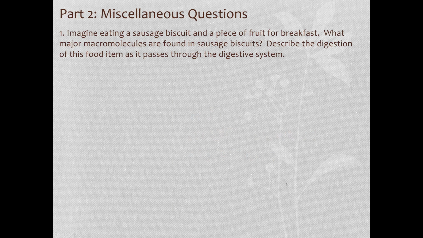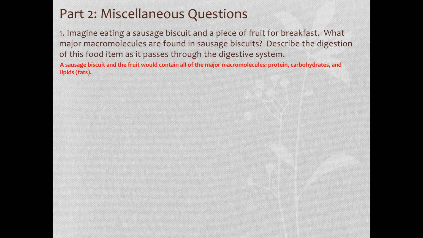So number 1, imagine eating a sausage biscuit and a piece of fruit for breakfast. What major macromolecules are found in the sausage biscuit and fruit? Describe the digestion of this food item as it passes through the digestive system. So a sausage biscuit and the fruit would contain all of the major macromolecules. So you would have protein, carbohydrates, and lipids or fats.